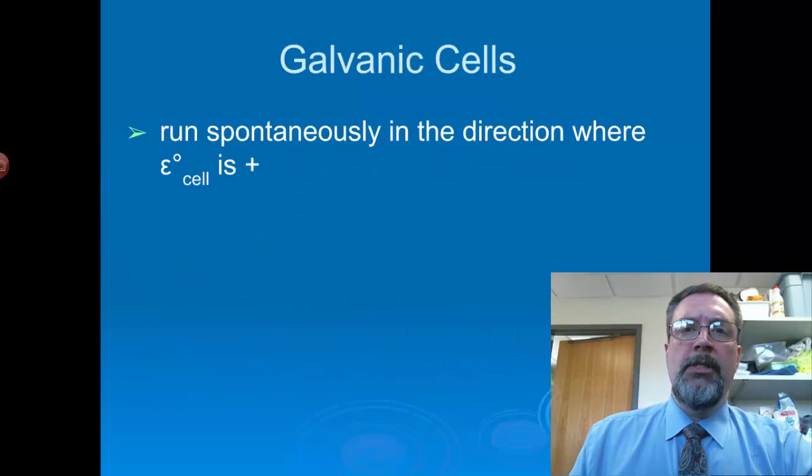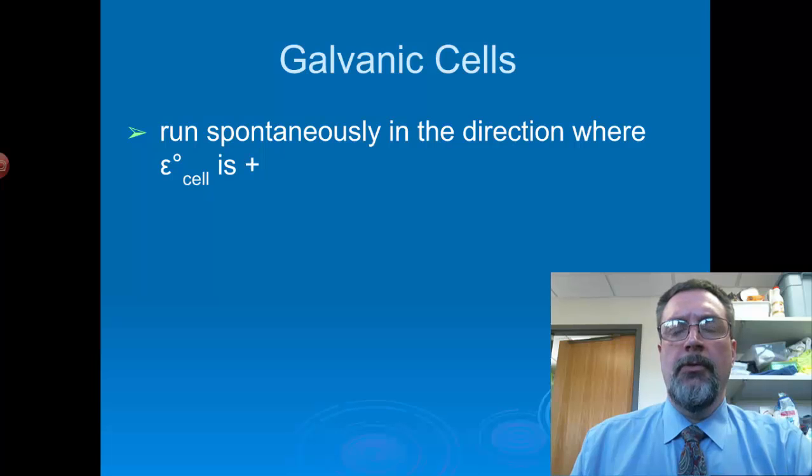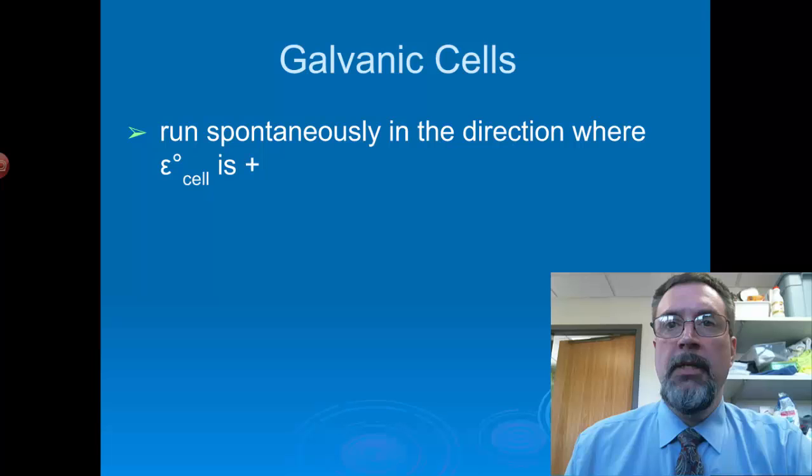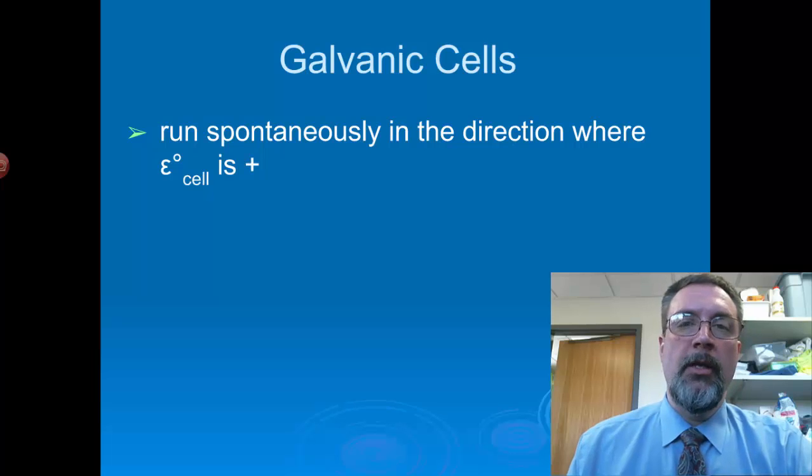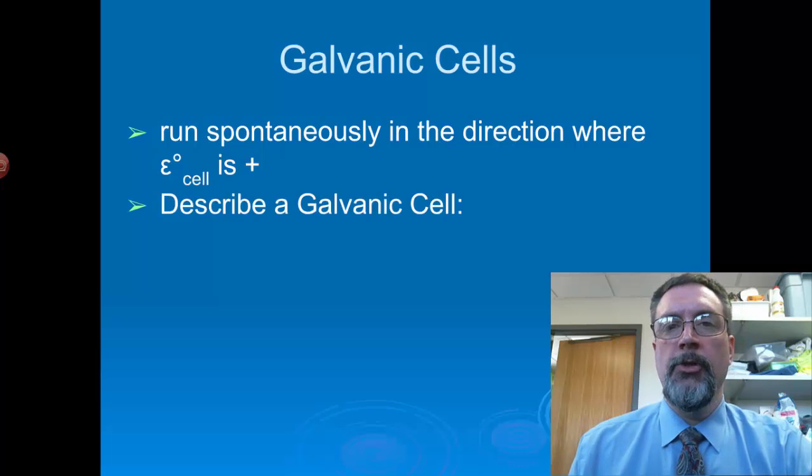So once I know the E cell for the reaction, galvanic cells will always run in the direction where E cell is positive. So if you do your E cell calculation and it comes out negative, that doesn't mean that it's not going to work. It just means that it's backwards. It means that the reaction will run the other way. The cell will be the other way, so you'll switch your anode and cathode. You'll switch your oxidation and reduction half reactions.